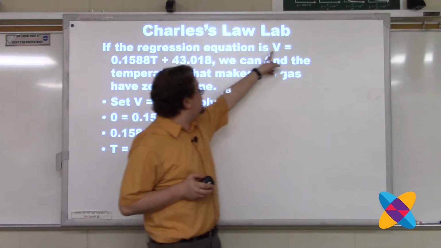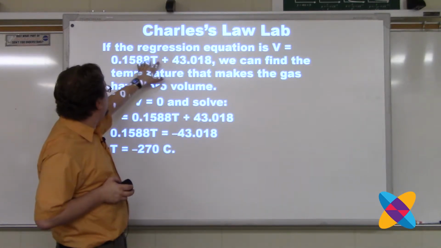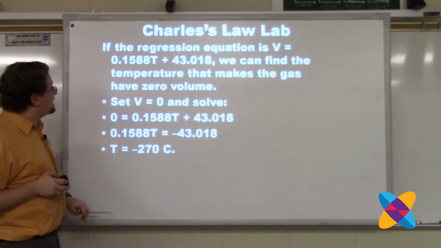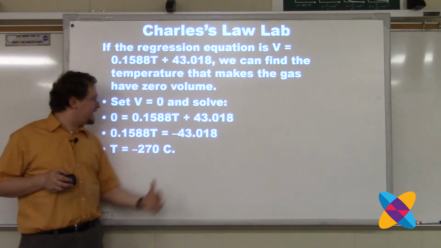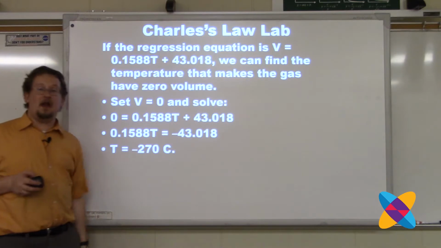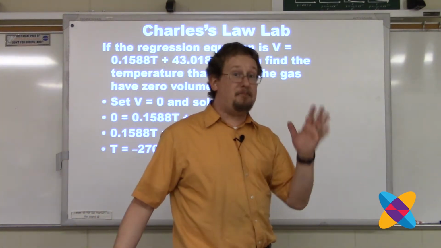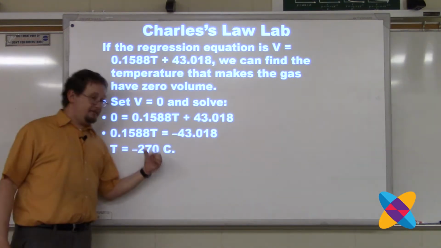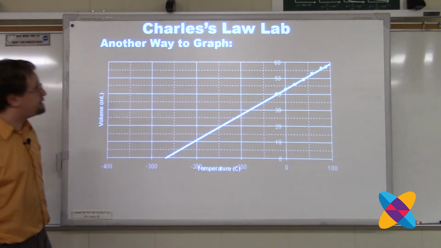Here is the regression equation, not y but volume, equals slope t plus intercept. Find the temperature that makes the gas have 0 volume. We set V equals 0. V is 0, solve for T, subtract over, divide, and you get about -270. And the closer that is to -273, the better your students did at the lab. That is the lowest possible temperature. That is absolute 0.